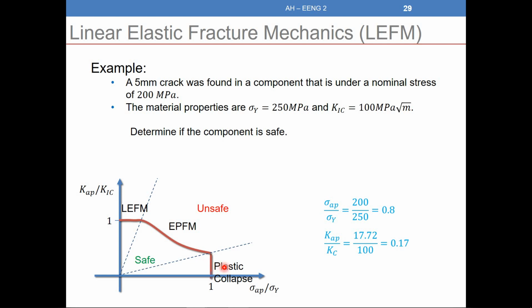Now, if the point was here, it would be unsafe, and at the same time we would have what we call a plastic collapse. What does plastic collapse mean? It means that the failure will be due to plastic deformation. It will not be due to fracture or fracture mechanics. If the point that we find is here, it means that the failure would be due to fracture. And the point here is also fracture, but elastic plastic. So the idea is that I use this diagram in some cases only, to combine the two failure mechanisms.